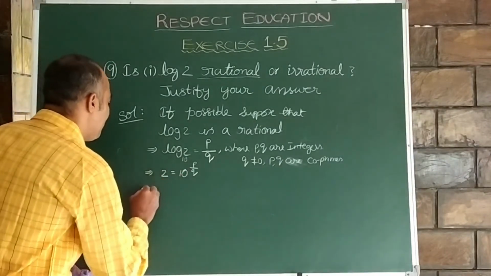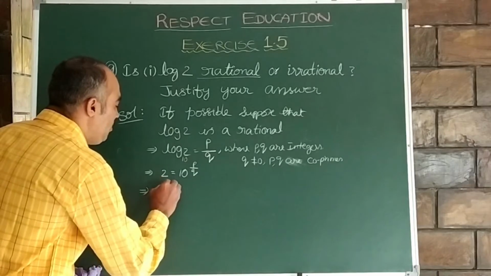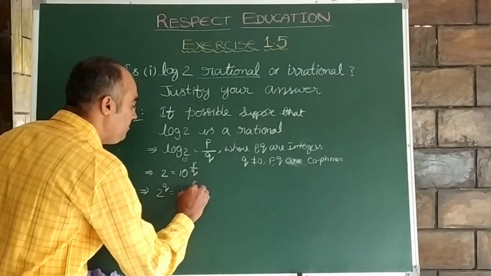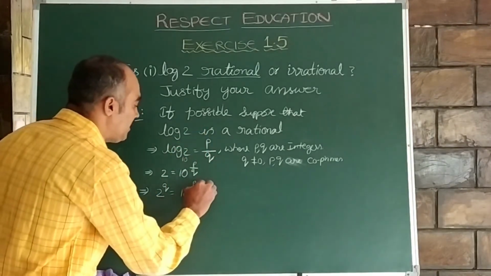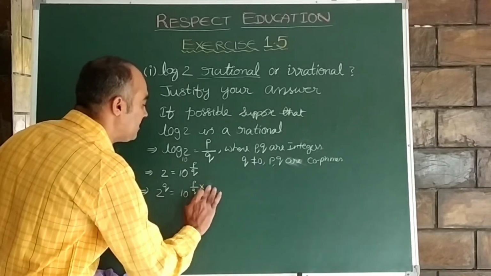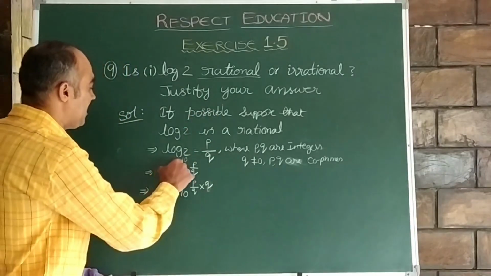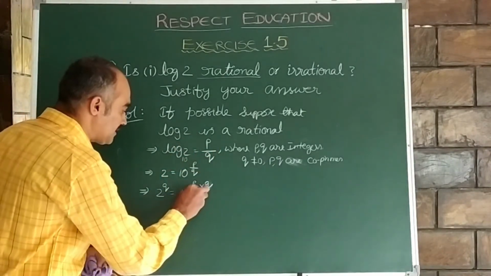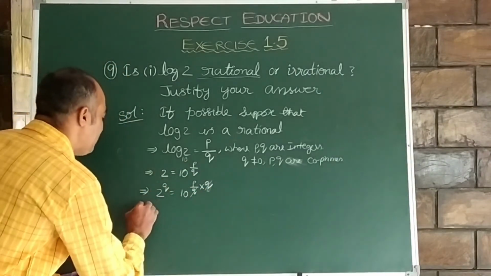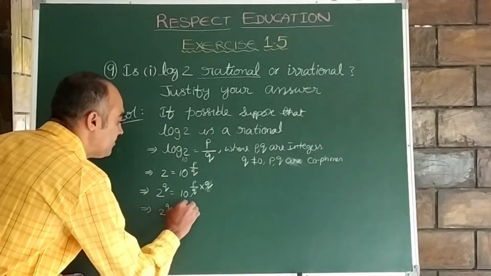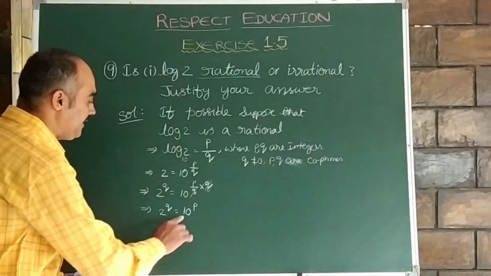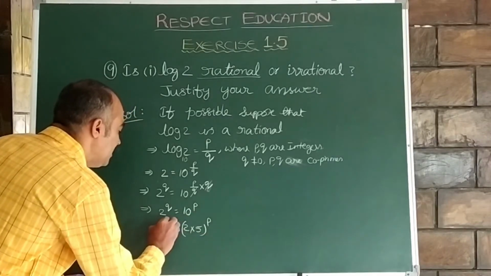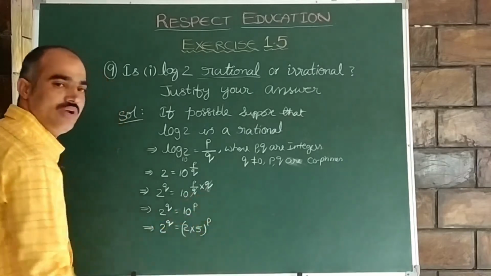Now here, 2 power q is equal to 10 power p by q, again whole power q. That can be written as 10 power p by q whole power q. Powers can be multiplied, p by q into q, so let us cancel this q and q. Finally, children, 2 power q is equal to 10 power p. 10 can be written as 2 into 5, so 2 power q can be written as 2 into 5 whole power p.